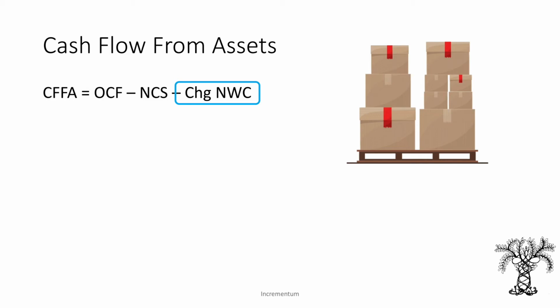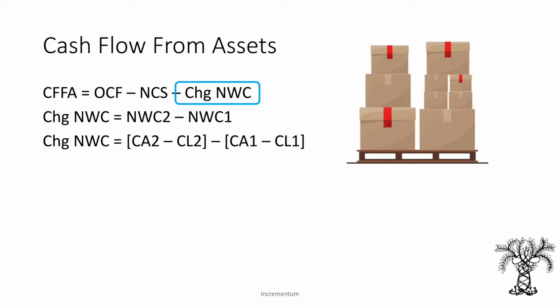Change in net working capital means net working capital at the end of the year minus net working capital at the beginning of the year. And we calculate net working capital as current assets minus current liabilities. So net working capital at the end of the year would be current assets at the end of the year minus current liabilities at the end of the year. And net working capital at the beginning of the year would be current assets at the beginning of the year minus current liabilities at the beginning of the year.